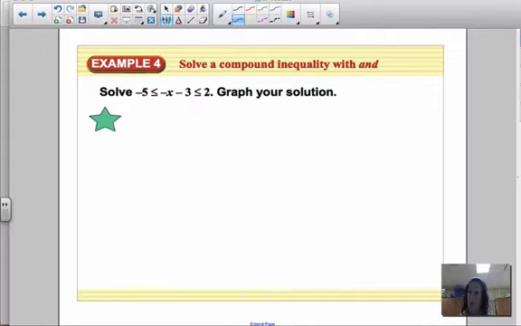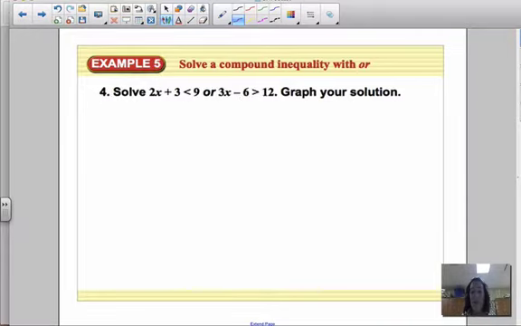And this one is a little bit more complex. It is a two-step. You should notice that it's not only a negative x, but it's also a minus 3. So there's two things you need to get rid of to solve. So go ahead and try that one.